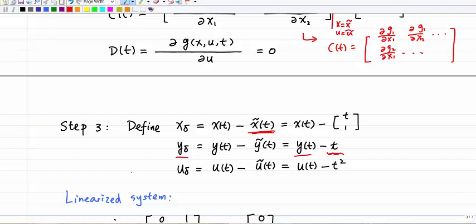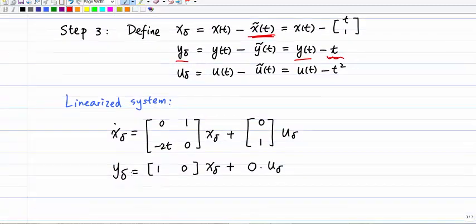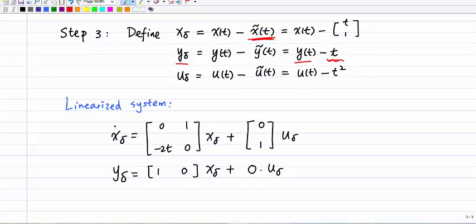So once you define that, you can say the linear system is given by x delta dot is [0, 1; negative 2t, 0] x delta plus [0; 1] u delta. y delta is [1, 0] x delta plus 0 times u delta. So basically this is A of t, this is B of t, this is C of t, and this is D of t, right?